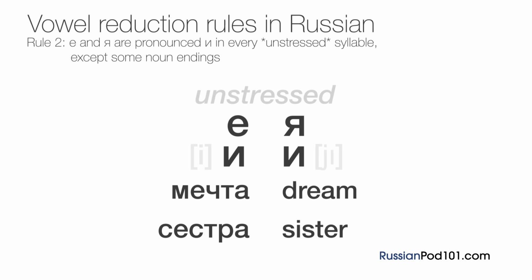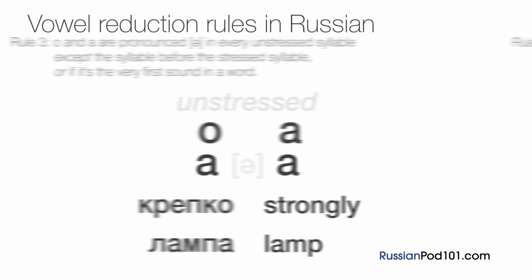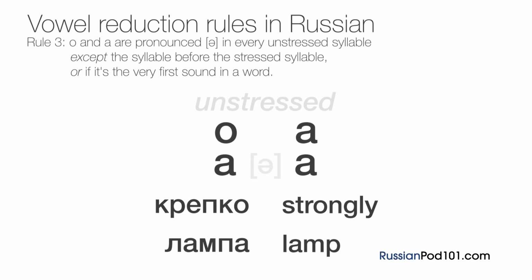Rule number 2. When unstressed, Е and Я will sound like И. Listen to a few examples. Мечта. Сестра.